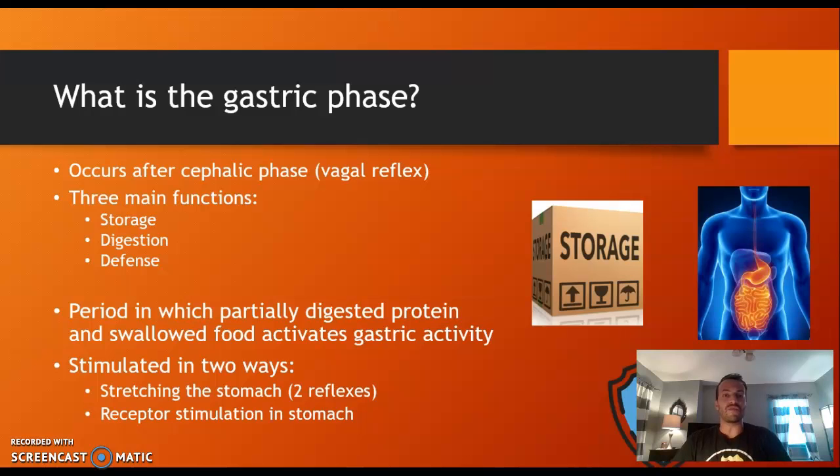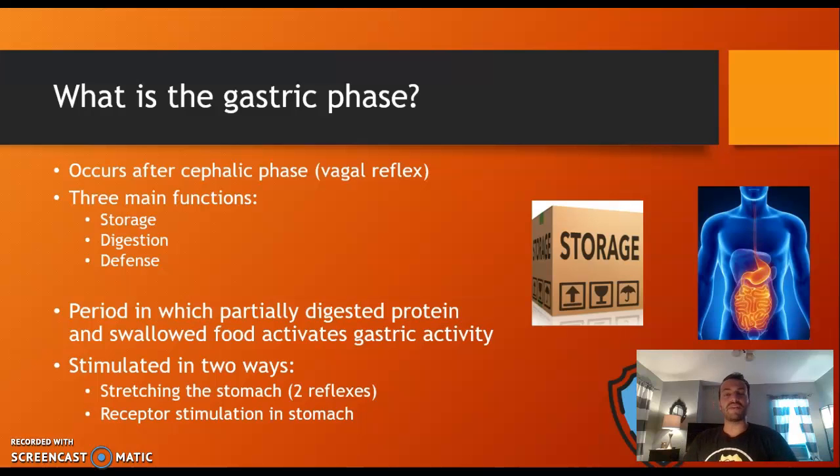So before I get into the gastric phase of digestion, it's important to define what it is and why we care about it. This phase of digestion occurs after the cephalic phase, which is one of the three phases that occur during digestion. The gastric phase has three main functions. The first is storage, to store our food in the stomach. The second is digestion, to break down the foods that we bring into our stomach and absorb all the nutrients. And then defense, to protect our stomach from potentially harmful substances or bacteria that could go through the stomach. We'll get into them as we go through the slides.